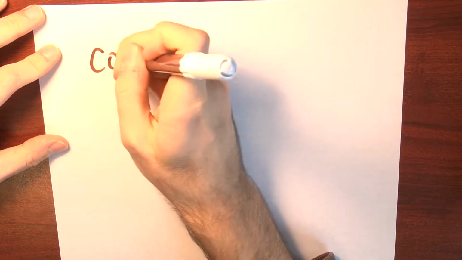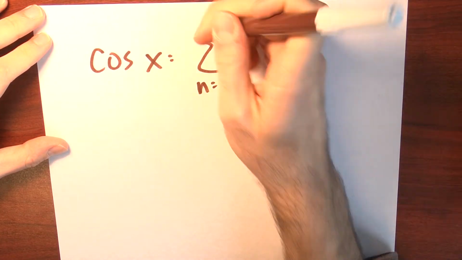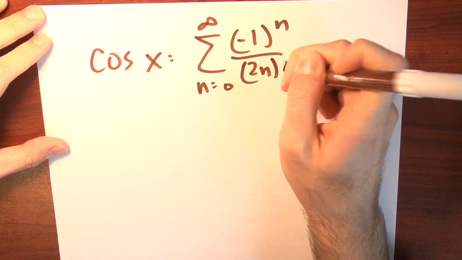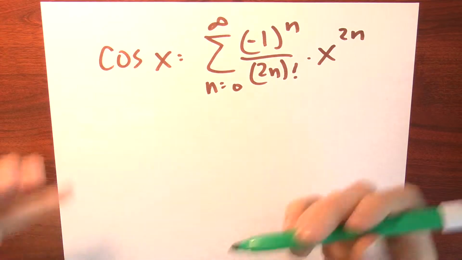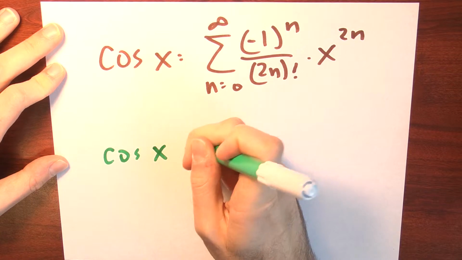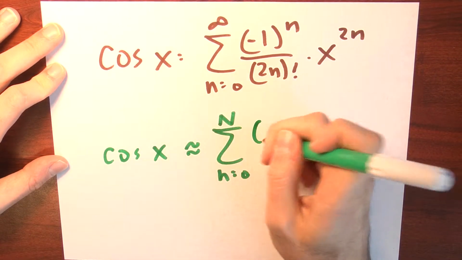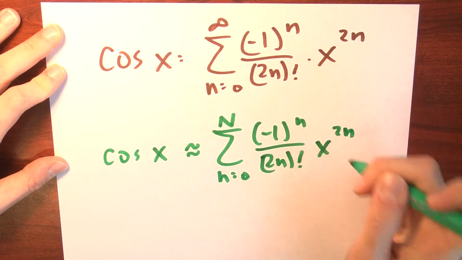Well, how can I get started? To do this, we're going to use the Taylor series for cosine. The Taylor series for cosine of x is the sum, n goes from 0 to infinity, of (-1)^n over (2n)! times x^(2n). The question really boils down to figuring out how many terms I have to take from the Taylor series. What I'm saying is that cosine of x is approximately the sum, n goes from 0 to some big N, of its Taylor series, (-1)^n over (2n)! times x^(2n).